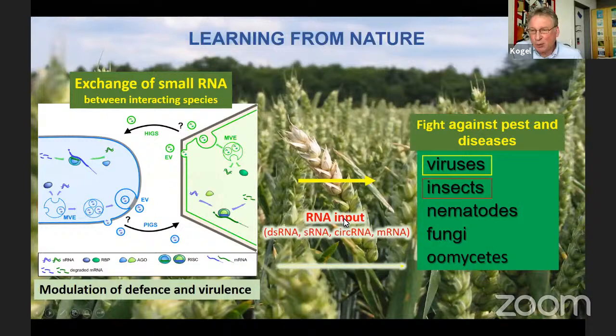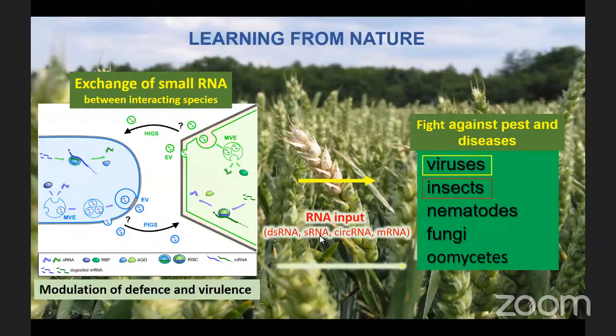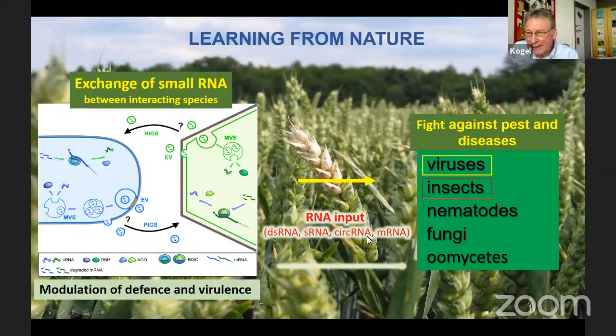we followed the idea that we can use RNA to fight against viruses, insects, nematodes, fungi, and oomycetes. And I say RNA, but there are different types of RNAs that could be used here. This is double-stranded RNA, but also small RNAs, circular RNAs, or even mRNAs. As Nina Mitter already showed you, it is working very nicely against viruses. It is also working against insects, but there's a question mark behind fighting fungi with RNA.